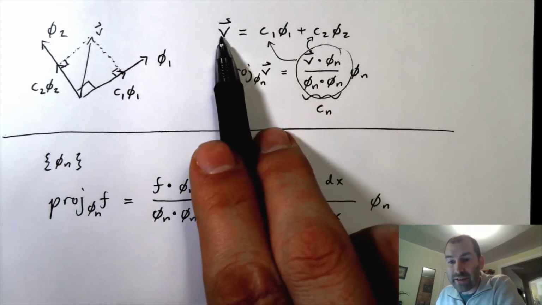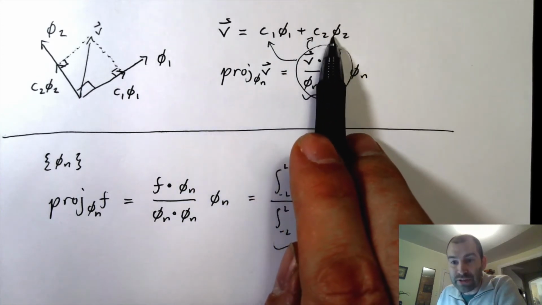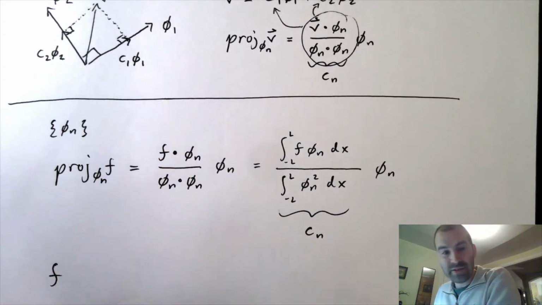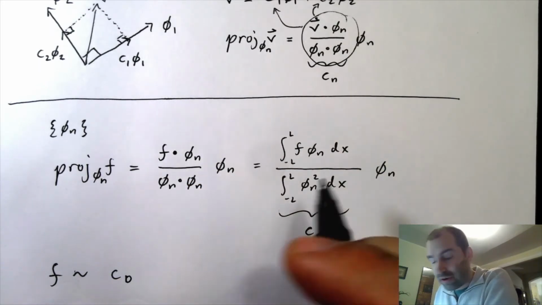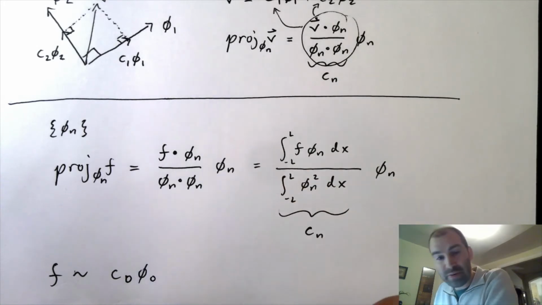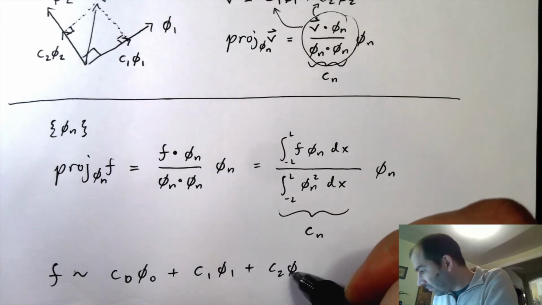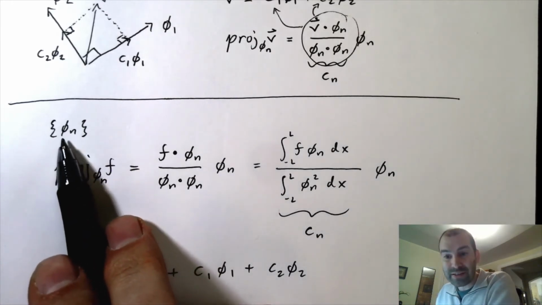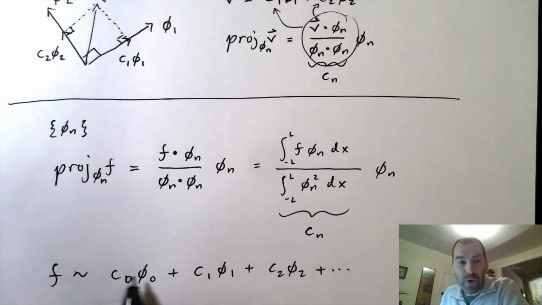And then we're going to use this idea. Just like we could write our vector as a sum of these contributions, we are going to write our function as a sum of these contributions. So we're going to write our function as, well, we're actually going to start with 0, C0 times phi 0 plus C1 phi 1 plus C2 phi 2. Now, we have an infinite number of these phi n's, so we're just going to keep going with this. And we get an infinite sum, an infinite series that represents f.